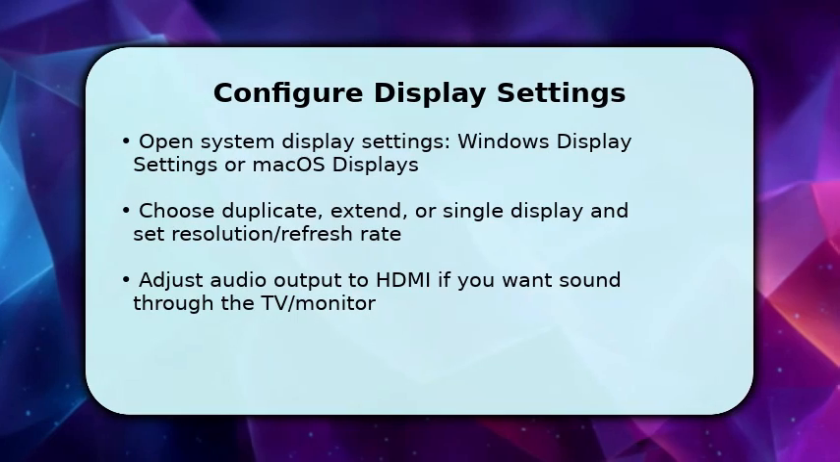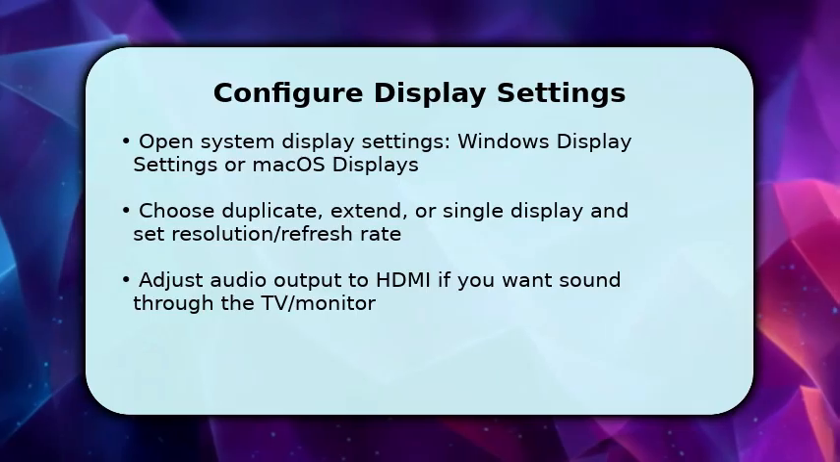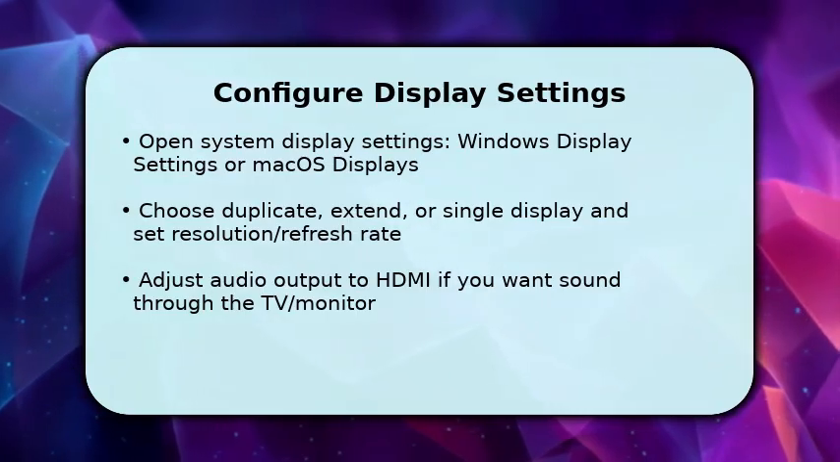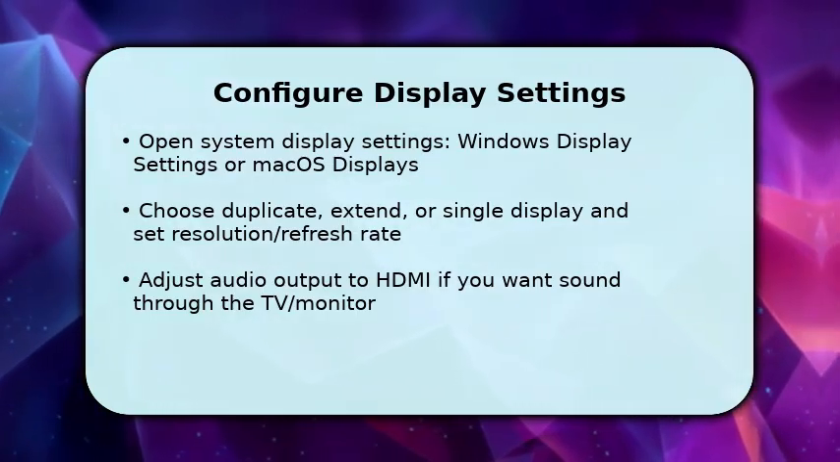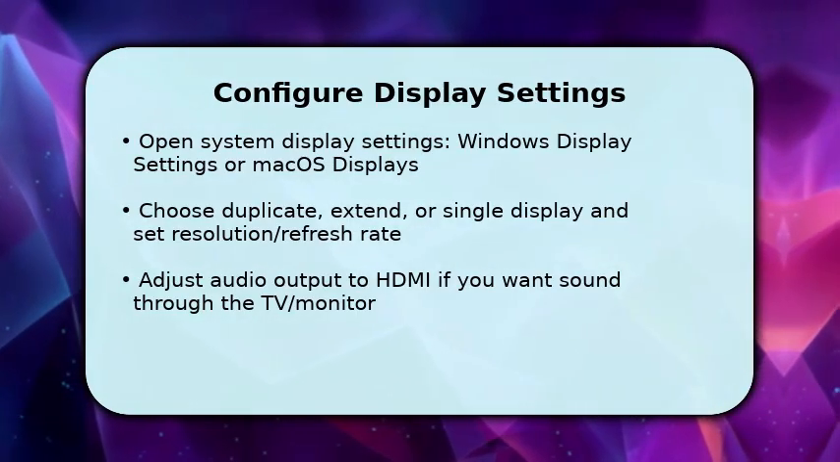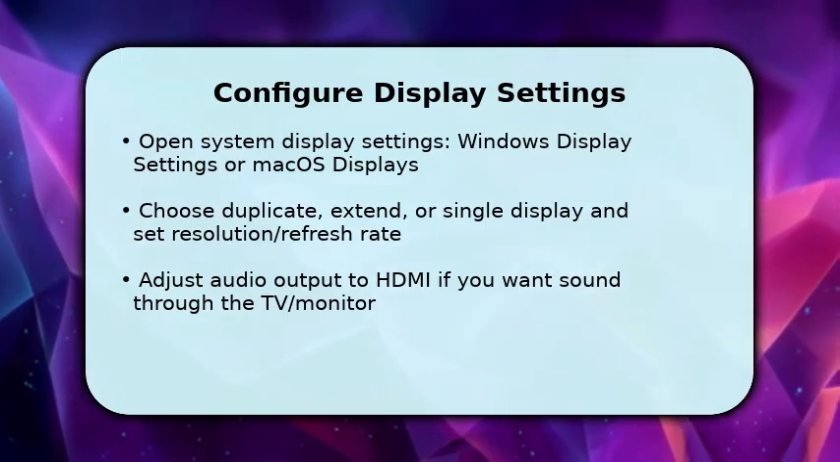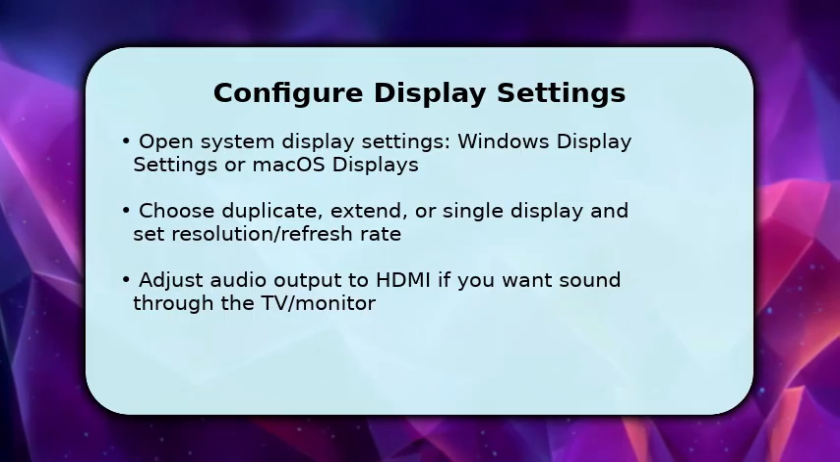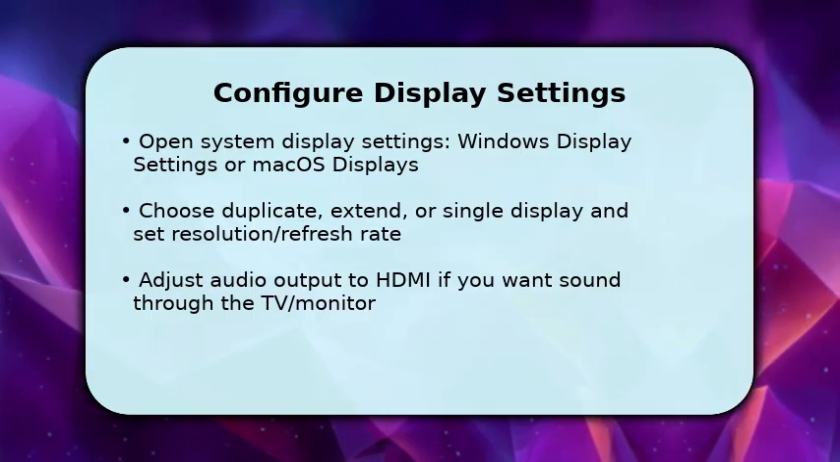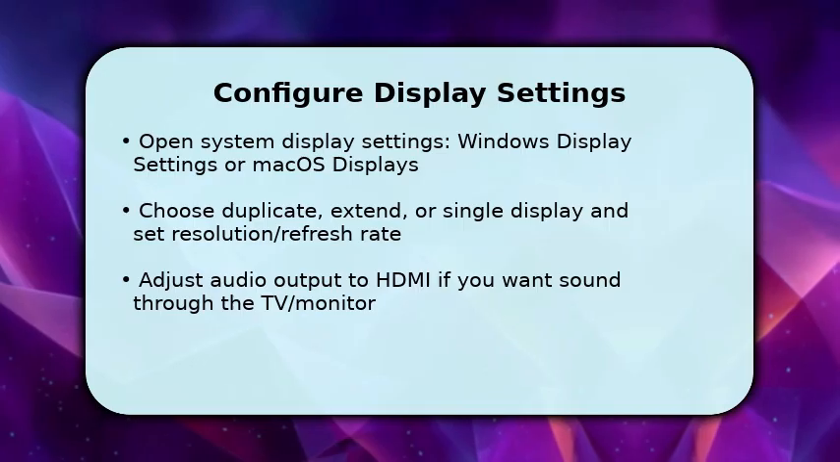On Windows, open Display Settings. On macOS, go to Displays. Once the adapter is connected, your system should detect the external screen. If not, press Detect, or hold Option while opening Displays. Choose Duplicate or Extend, then set resolution and refresh rate to match the monitor.